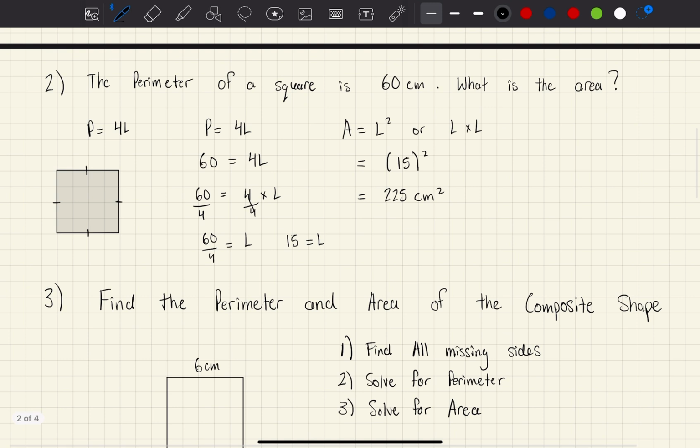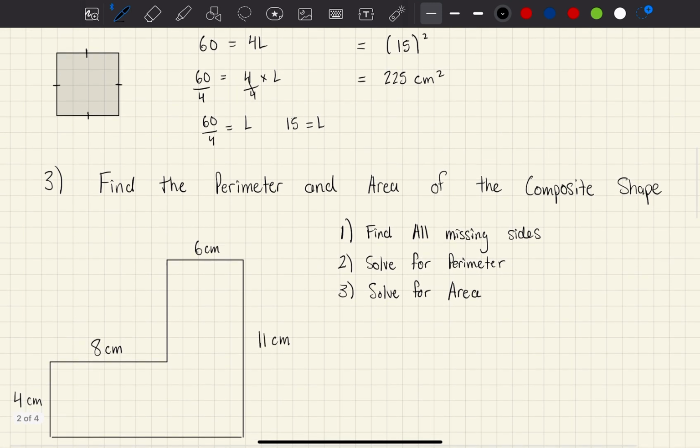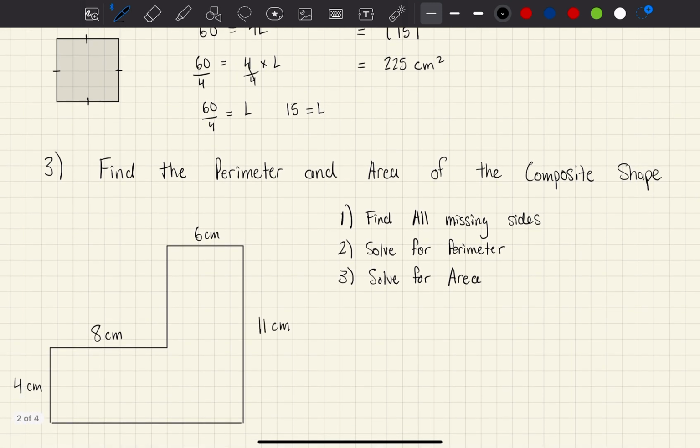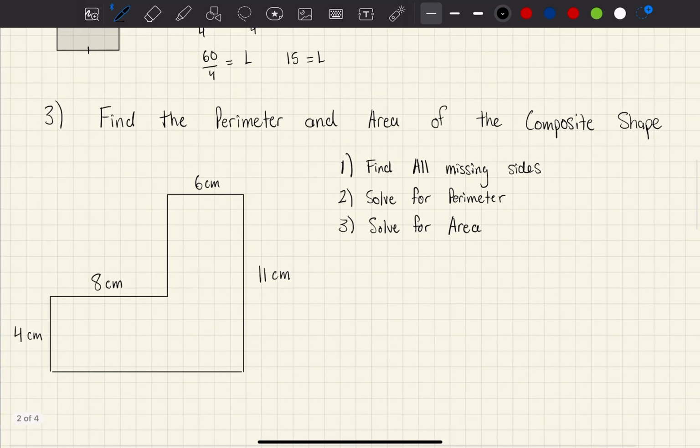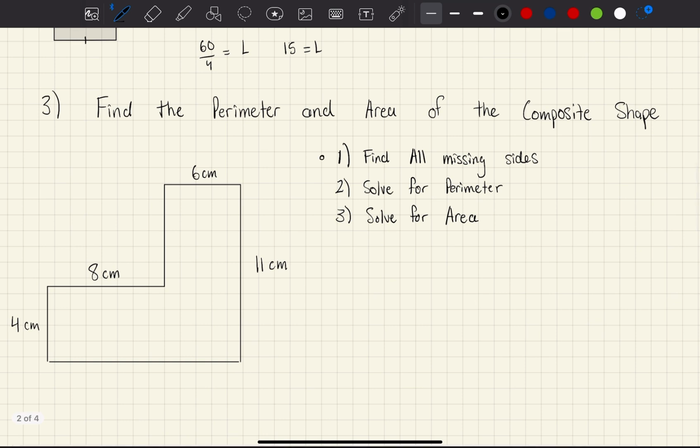Okay, we're going to move on to our last problem here. So let's find the perimeter and area of the composite shape. Here we're given a few different side lengths, and we're asked to find the perimeter and area. So our first step is going to be to find all missing sides. We are missing a few sides in this example. We're missing this side, and we're missing the bottom. I believe it's just those two. So let's solve for those two sides.